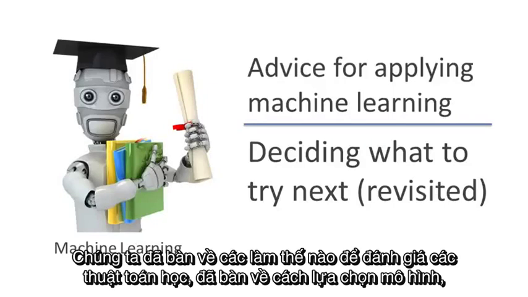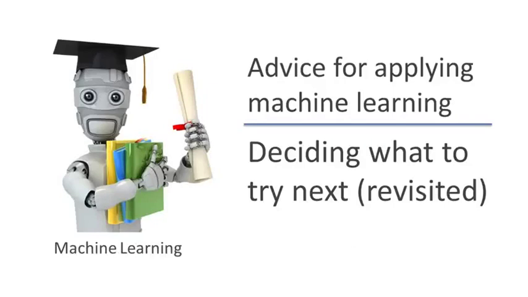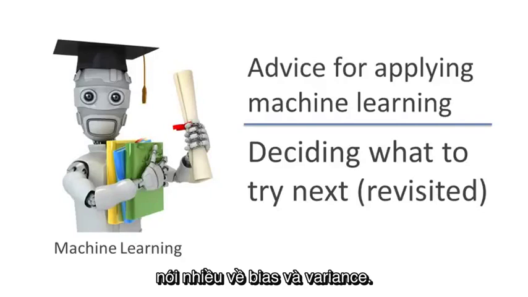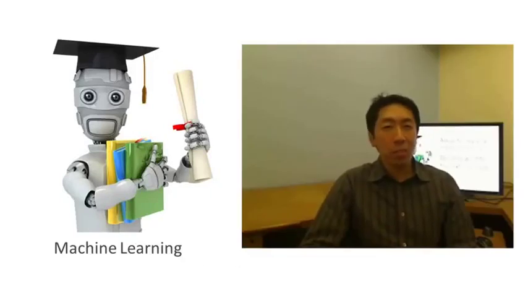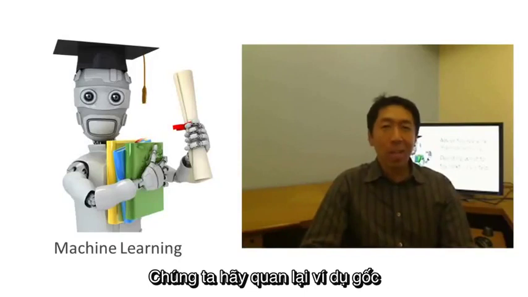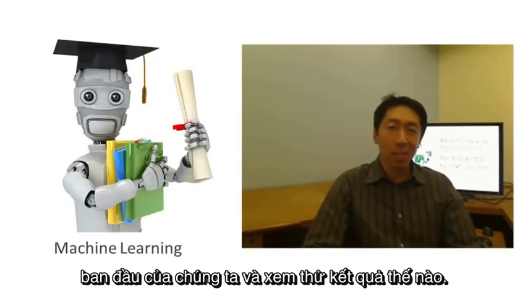We've talked about how to evaluate learning algorithms, talked about model selection, talked a lot about bias and variance. So how does this help us figure out what are potentially fruitful or potentially not fruitful things to try to do to improve the performance of our learning algorithm? Let's go back to our original motivating example and go figure this out.